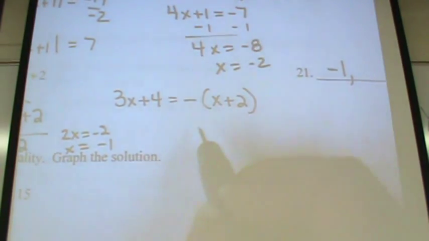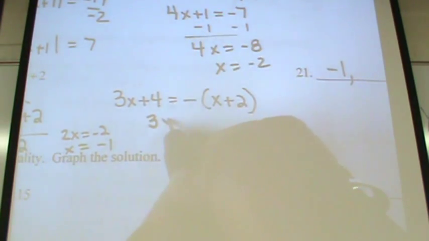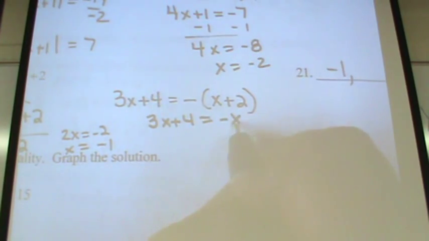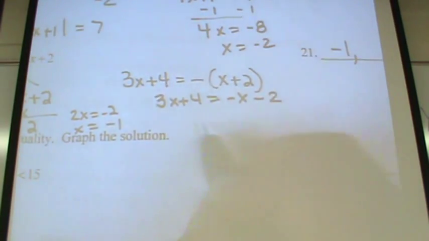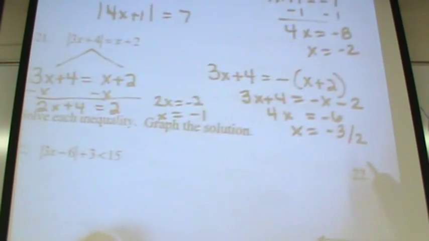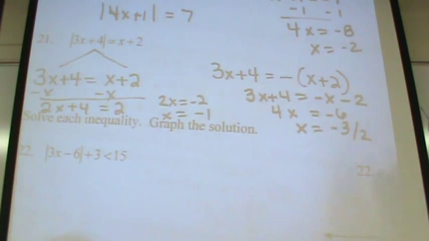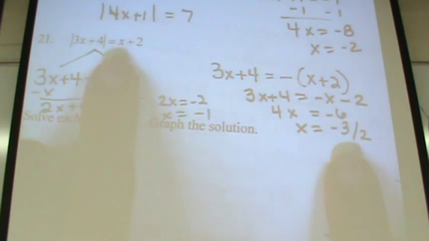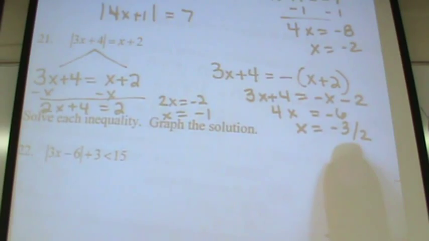Let's try this one. We get 3x plus 4 equals negative x minus 2. Add an x, you get 4x. Subtract 4, you get negative 6. And divide, you get negative 3 halves. Now this one I know is not going to work because this is negative 1.5. Let's try it.